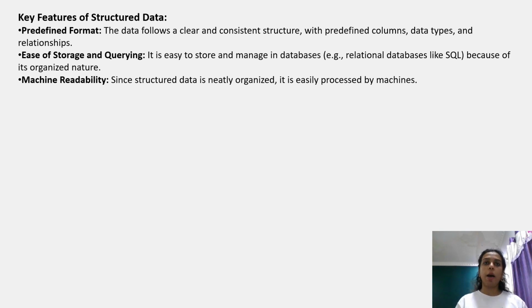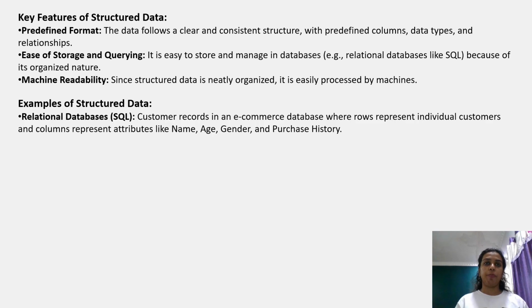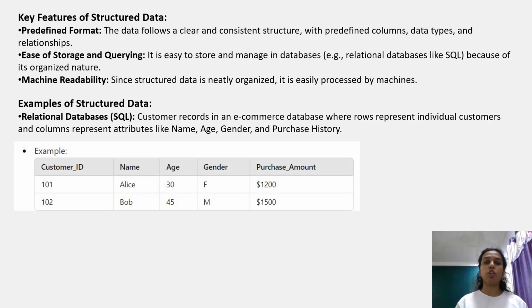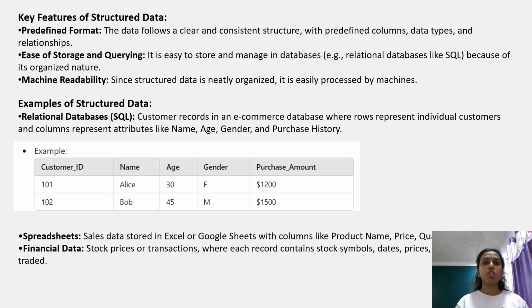Let us see some examples for structured data. Imagine you have a database of customers. Each customer has an ID, a name, an age, and a purchase amount. This data fits neatly into rows and columns. ID is one column, name is the next, then age, and finally the purchase amount. It is easy to filter, sort, and analyze this kind of data using tools like SQL or Excel, or even Python libraries like Pandas to analyze it.